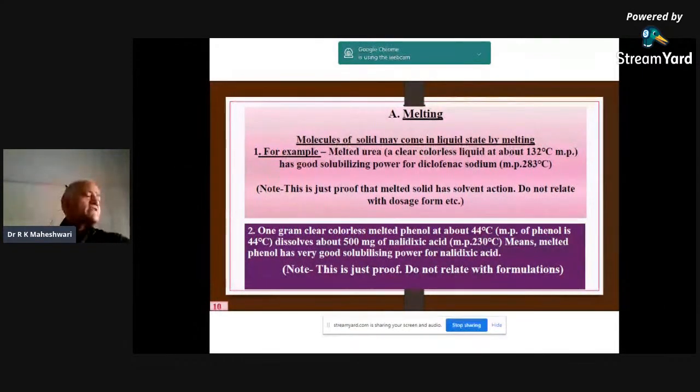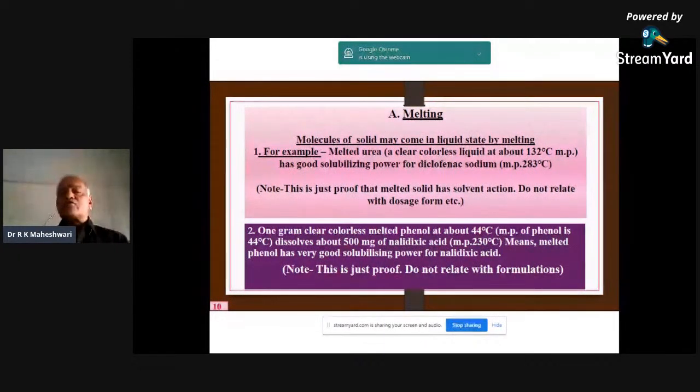Suppose there was no solvent action in melted urea, then you would have obtained a suspension of diclofenac sodium in urea, but you are getting a solution. So this proves that after melting, urea molecules have come in liquid state, and because of hydrogen bonding and weak van der Waals forces, there was dissolution of diclofenac sodium in melted urea. Please note it down. This is just proof that a melted solid has solvent action.